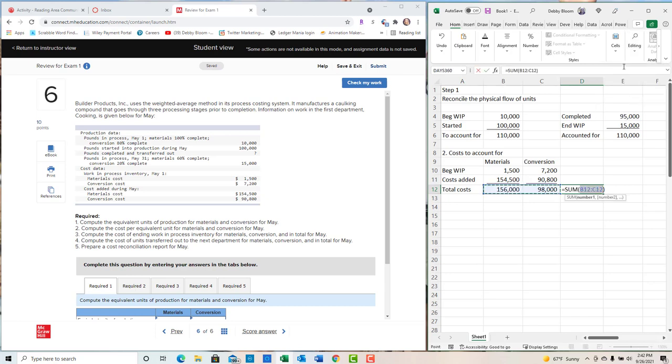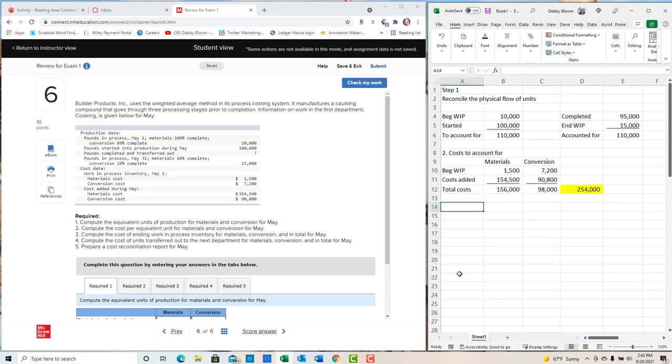Now I add the total materials and total conversion costs to account for, and we get a total of $254,000. I'm putting this number in yellow because it is very important. The whole point of this problem is to figure out how much of this $254,000 goes into the units completed and how much goes into ending work in process.